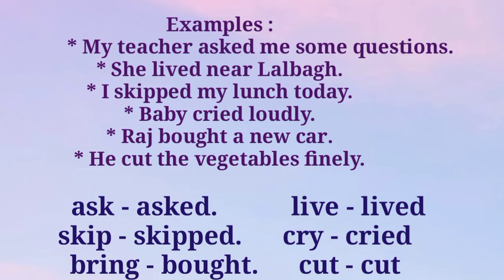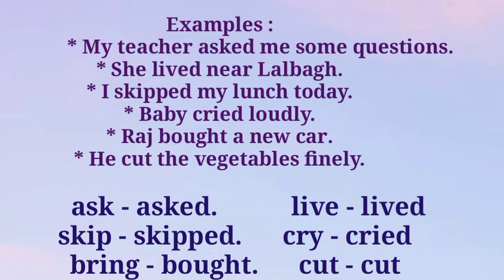Now see the simple form and the past tense of the verbs. Ask, asked, we have added ed to make the past tense. Next, live, lived, the word is ending with e, so we have added only d to make the past tense. Next one, skip, skipped, the last two letters, i is a vowel and p is a consonant. So when we get a vowel and consonant at the end of a word and we have to make it into past tense, we have to double the last letter. Here it is p, so double p and ed is added, and we have made the past tense of skip as skipped.